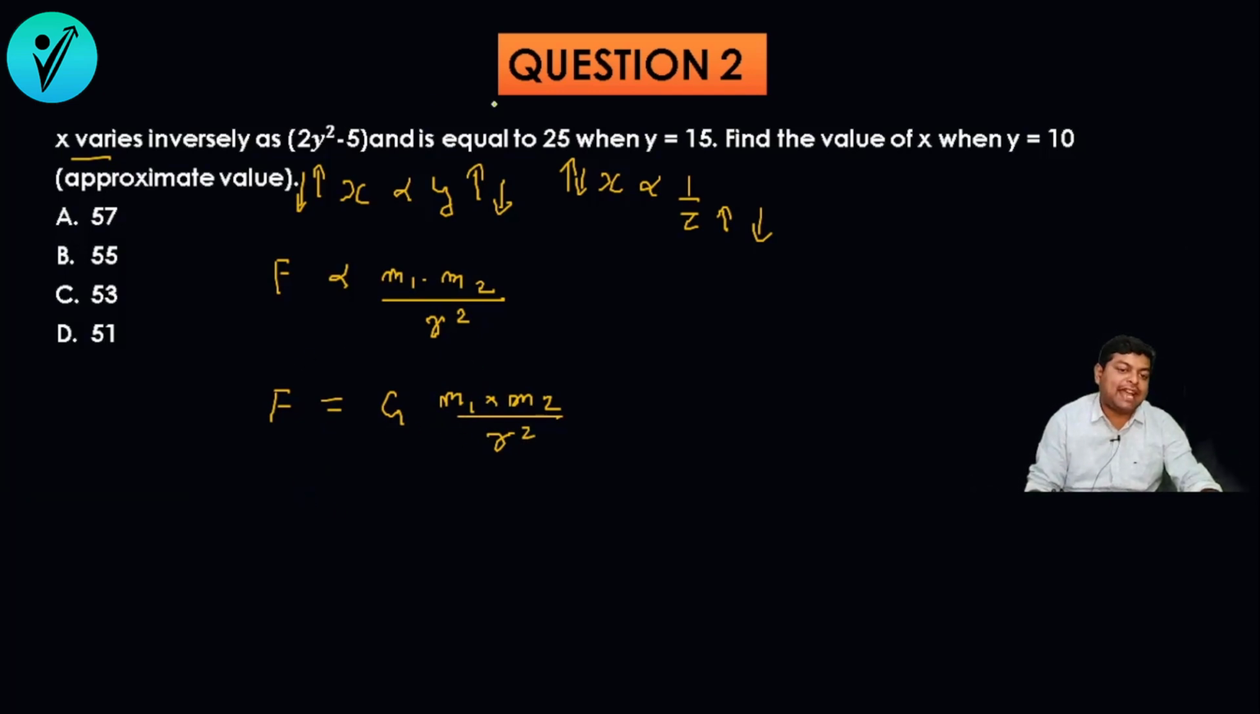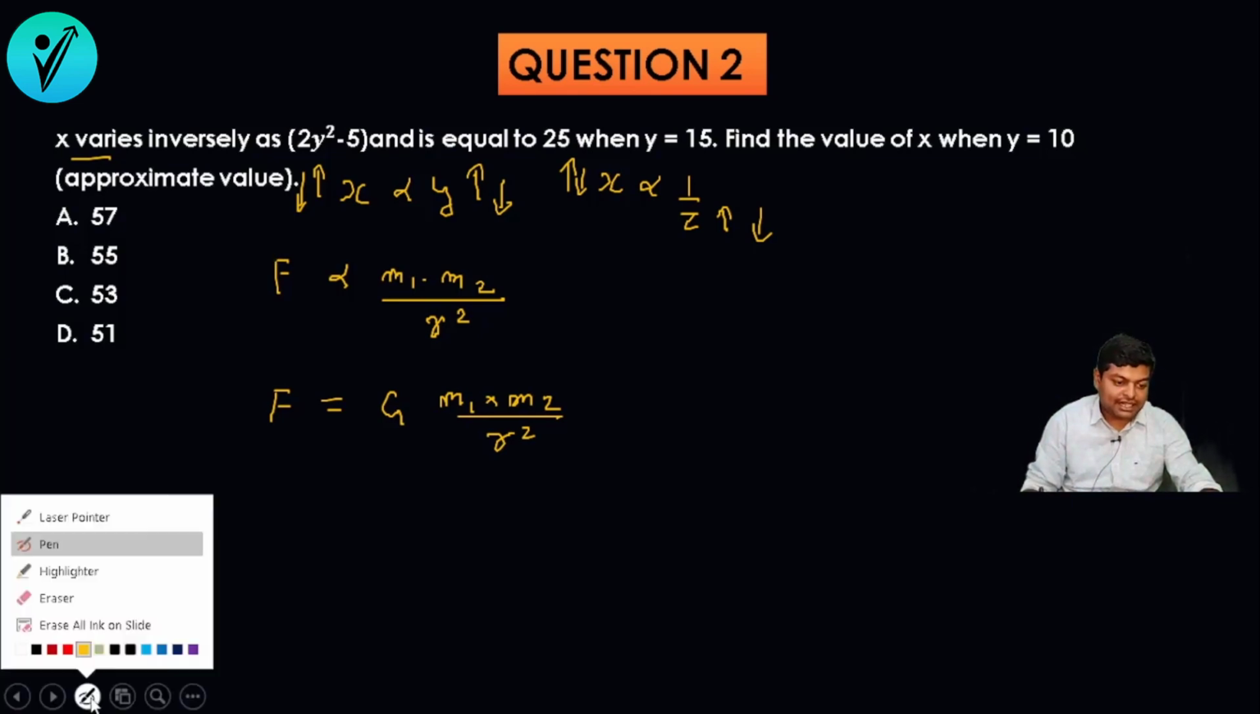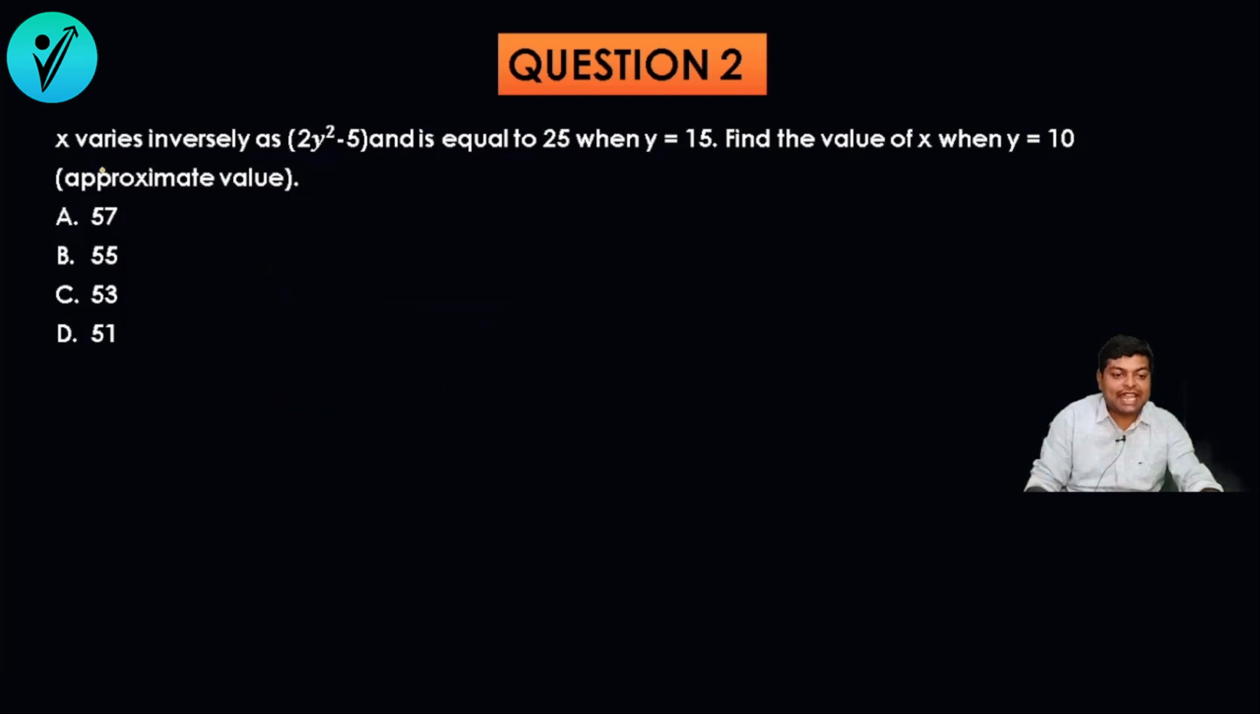In a similar way, we will be handling this question also. First of all, we saw what is directly proportional, what is inversely proportional, how to write the equations for it, and next how to remove the proportionality sign. Whenever you remove the proportionality sign, you have to replace it with a constant. So in a similar way, let's try to form an equation. It says that x is inversely proportional, so x equals, and I'm writing a constant k, x equals k into 1 upon 2y square minus 5.